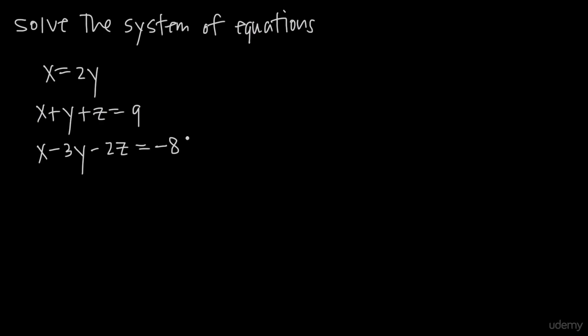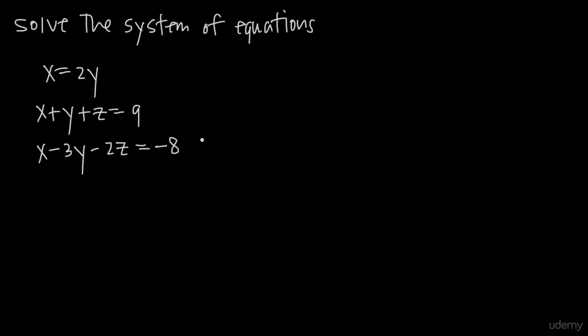Keep in mind that you always need at least as many equations as you have variables in order to be able to solve the system. For example, if you had three variables and only two equations, you know right away you won't be able to solve for the solution. But in this case, we have three variables and three equations, so we should be able to solve for the values of x, y, and z that make all three of these equations true.